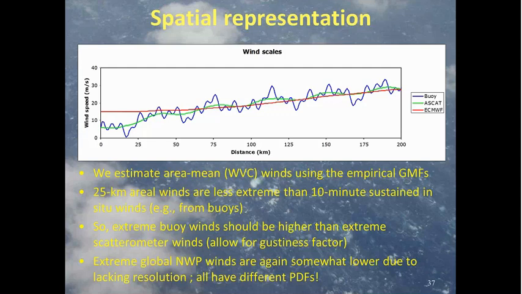So you expect them to be less extreme. So you need some guidance to go from these model winds and scatterometer winds to 1-minute sustained winds or 10-minute sustained winds. So this is typically what is called the gustiness factor that has to be taken into account. So all these different systems have different probability density functions, different climatological values too.